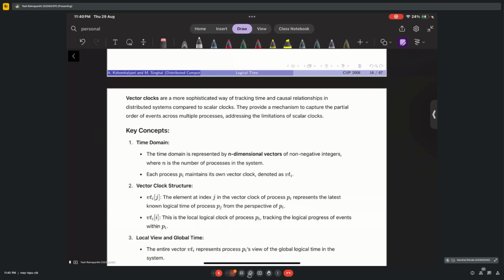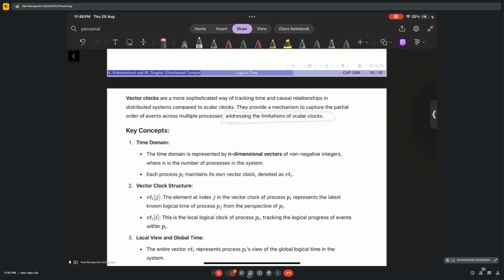Vector clocks are a more sophisticated way of tracking time and causal relationships in a distributed system compared to a scalar clock. They provide a mechanism to capture the partial order of events across multiple processes, addressing the limitation of scalar clocks. This is the main thing to understand.